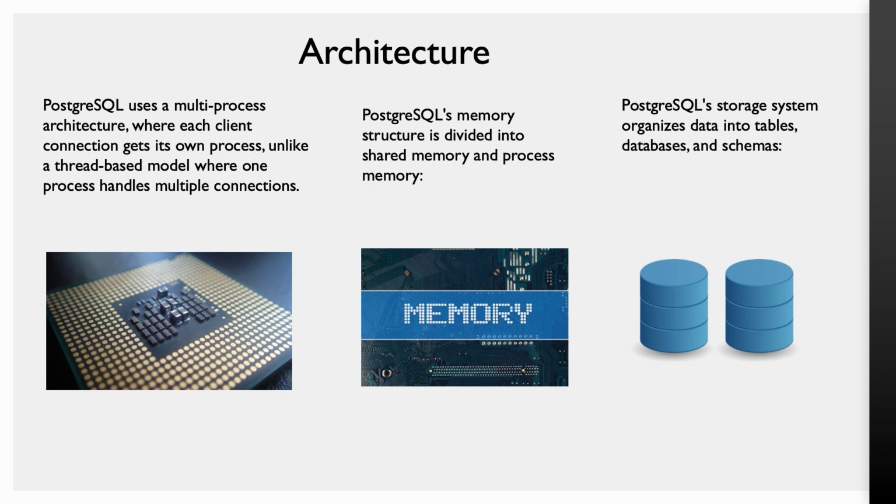Now, let's talk about the storage architecture. Tablespaces: disk locations where PostgreSQL stores data files. Database: a container holding schemas, tables, indices, and more. Schemas: collections of database objects like tables, views, and functions.